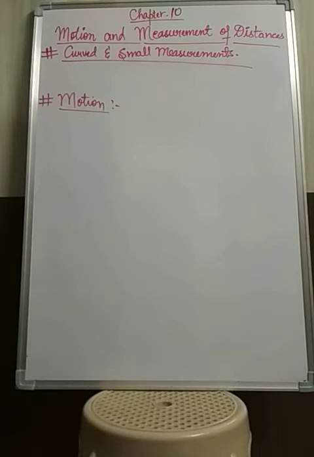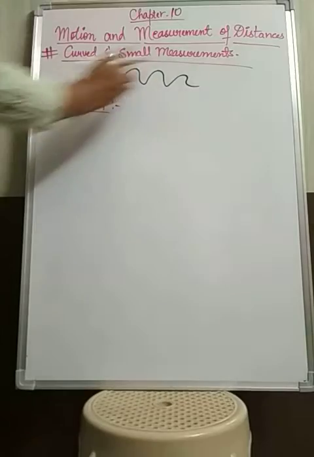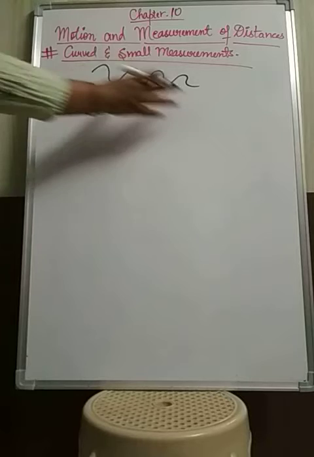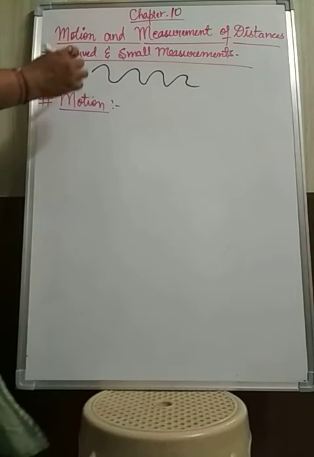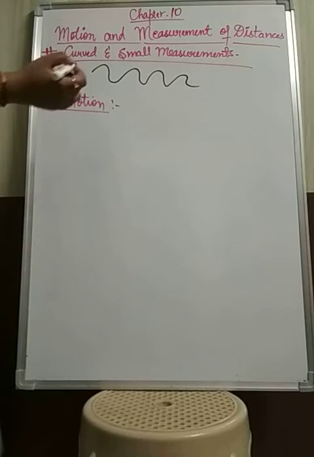Okay, so for today our topic is mainly motion, but before that we will start with curved and small measurements, how you can take curved and small measurements. Suppose you need to measure this particular thing. This is small, and curves are also there. For this you can easily take a thread or any flexible thing. The best example is thread.